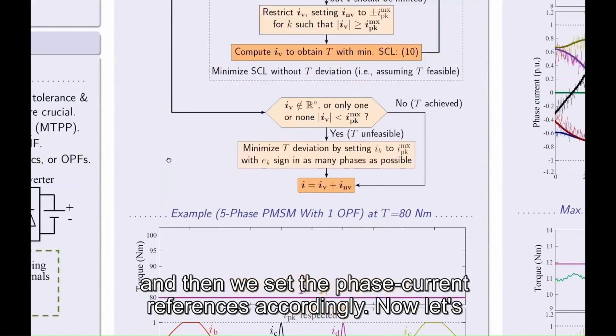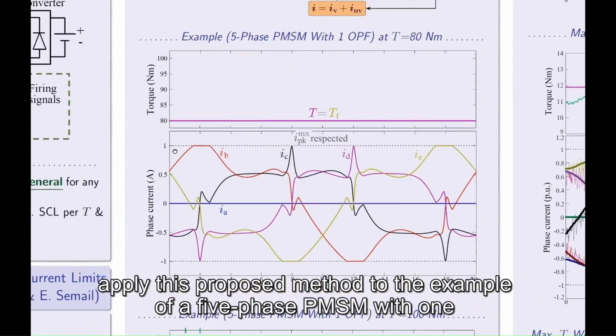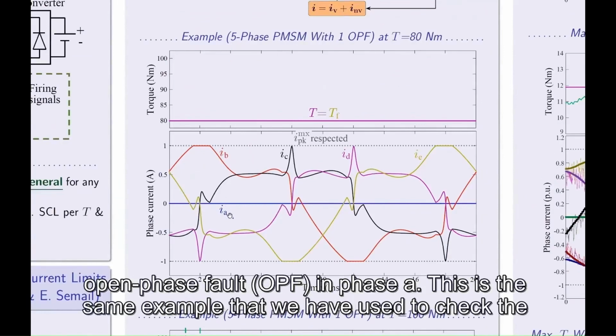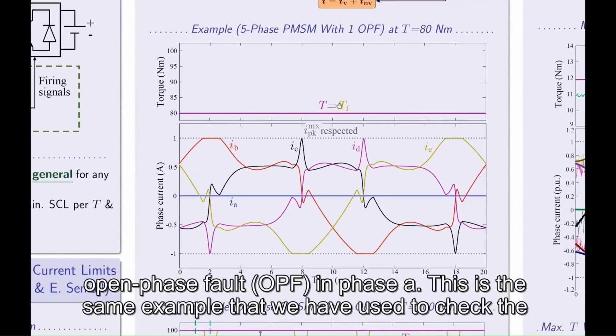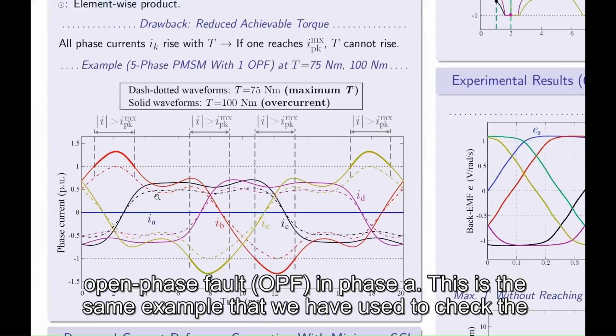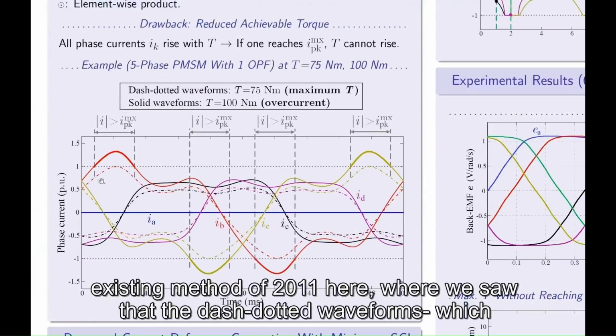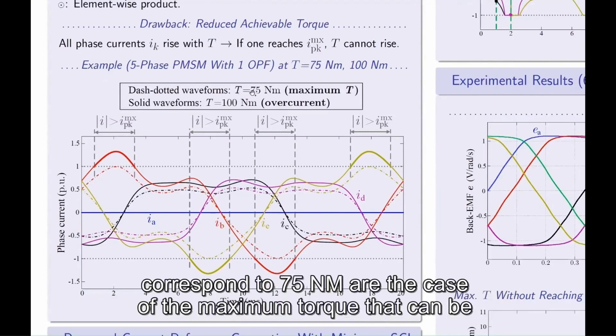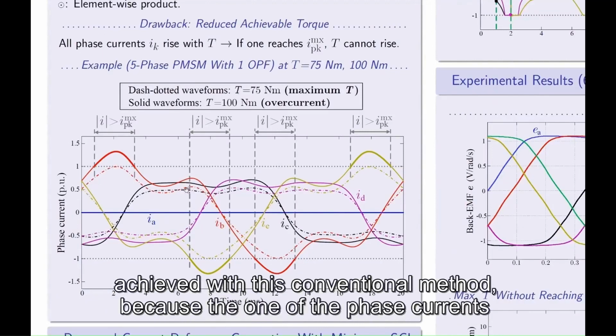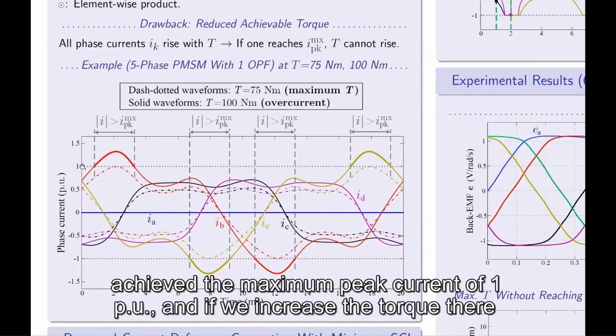Now let's apply this proposed method to the example of a 5-phase PMSM with one open phase fault in phase A. This is the same example that we used to check the existing method of 2011, where we saw that the dash-dot waveforms, which correspond to 75 Newton meters, are the case of the maximum torque that can be achieved with this conventional method, because one of the phase currents reached the maximum peak current of 1 per unit. If we increase the torque, there will be overcurrent.